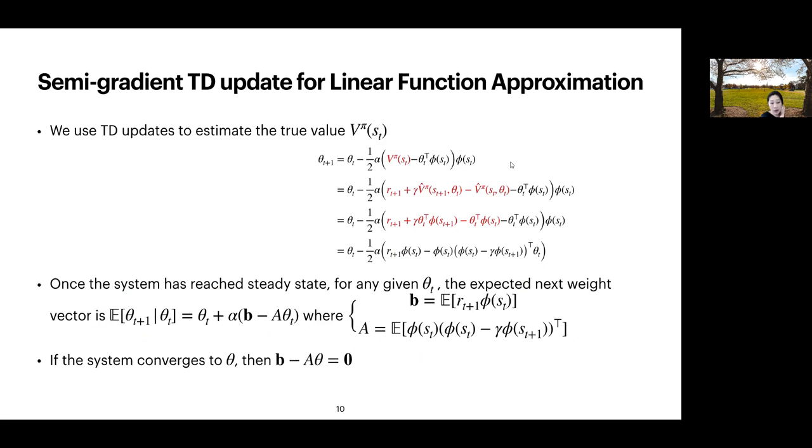So if the system converges to theta, then B minus A theta will be zero. This step, I'm not doing anything but rearranging these equations and putting them in a matrix format. So it essentially becomes theta_t plus alpha times (B minus A theta). I'm just putting this term into a matrix form, okay? So B is just this term, and A is just this expectation here.